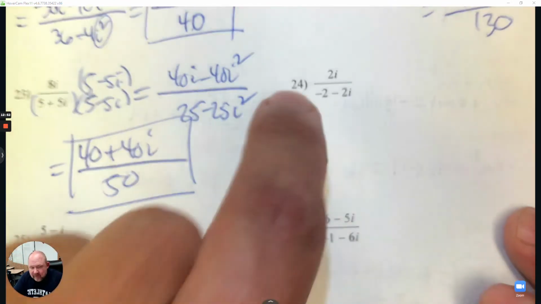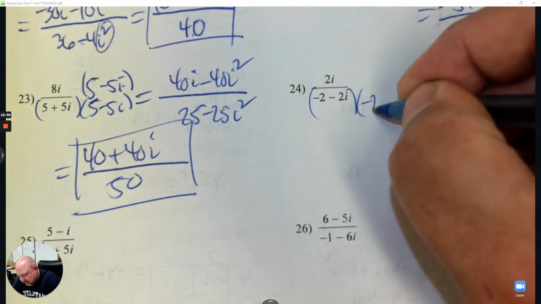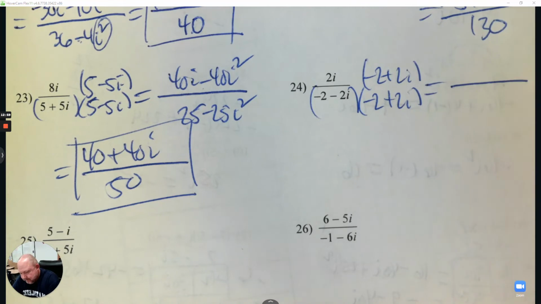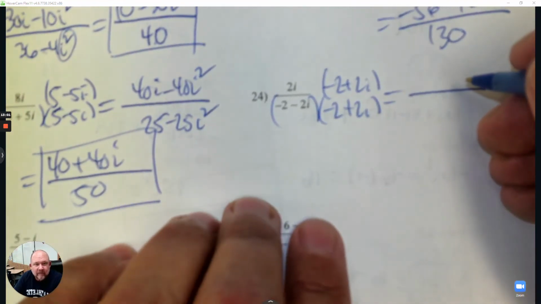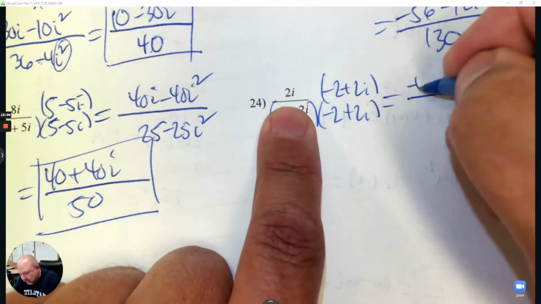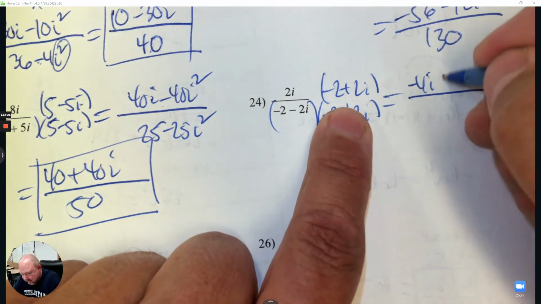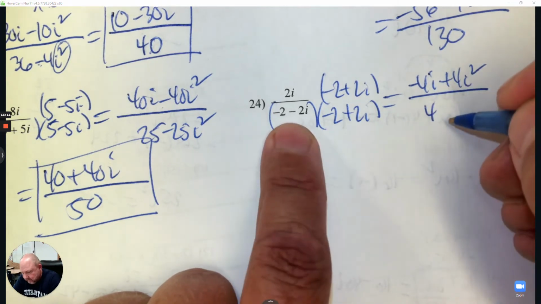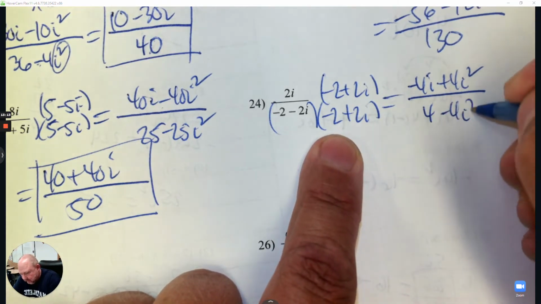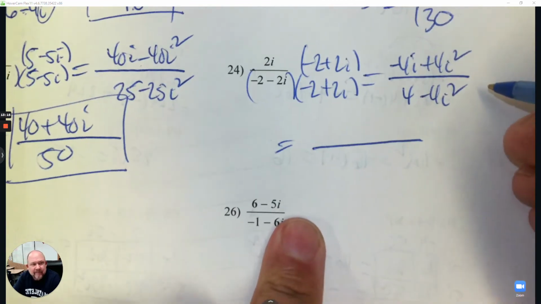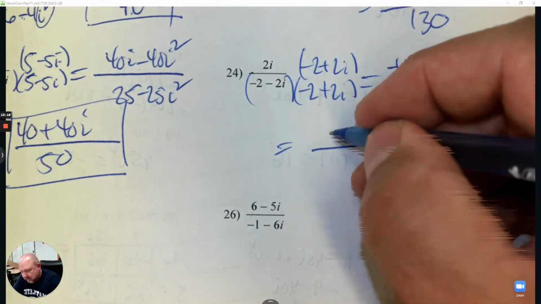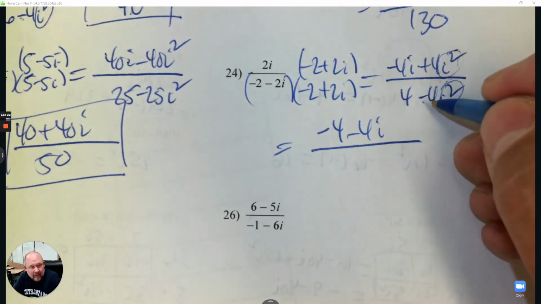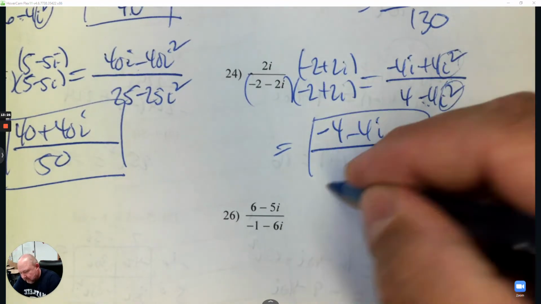I need you to try it. So that's negative 2 plus 2i. So this is negative 4i and 4i squared. This is positive 4 and negative 4i squared. Clean it up a little. So i squared makes it negative 4 minus 4i. The i squared makes it plus 4. So 4 plus 4, and you have your answer.